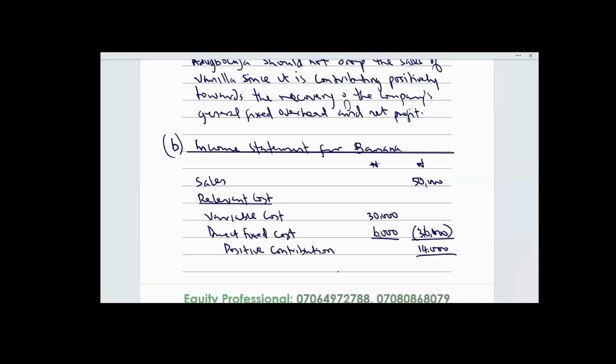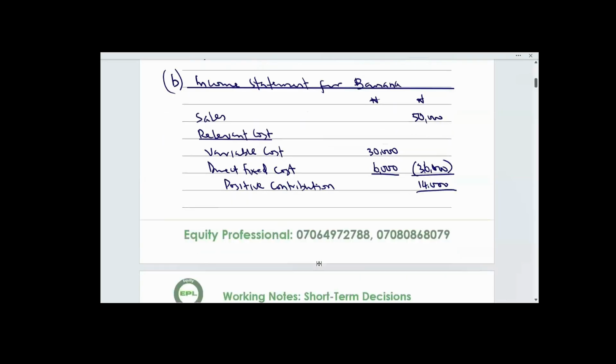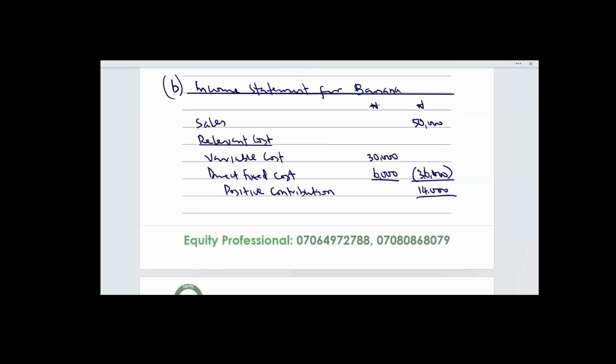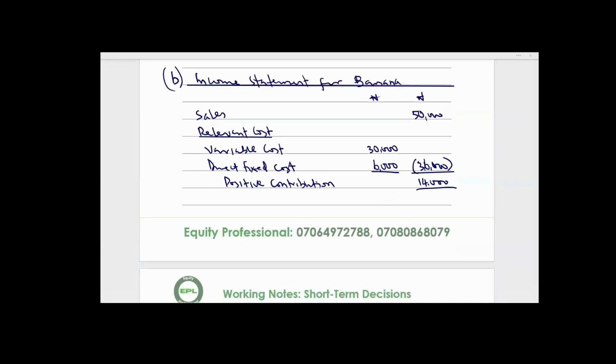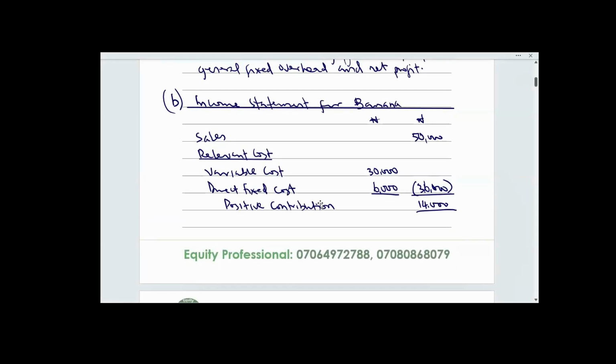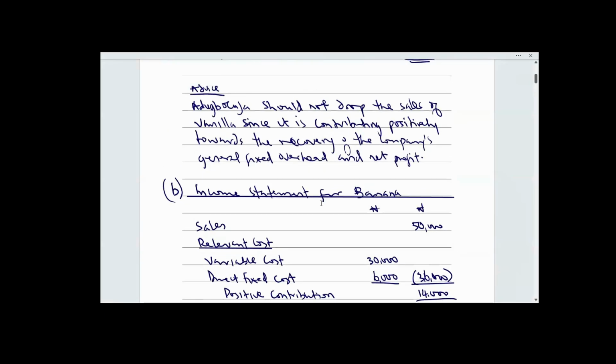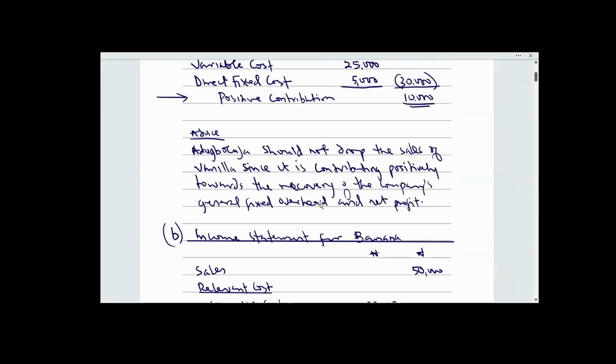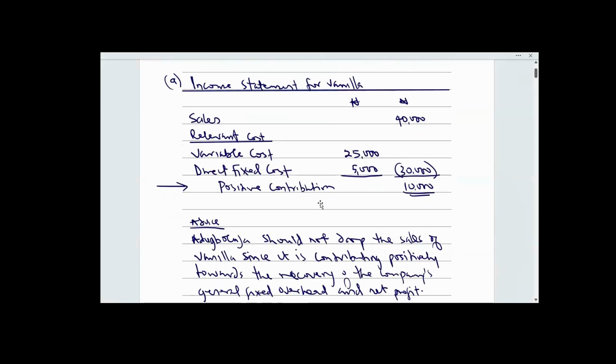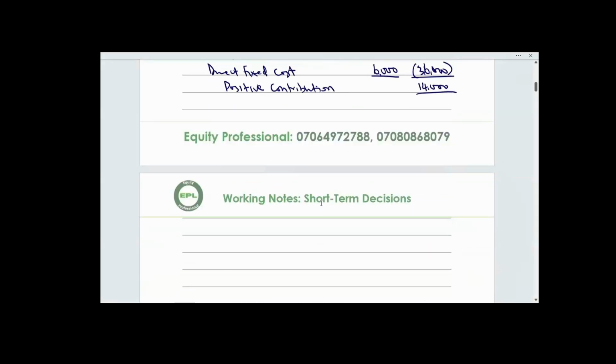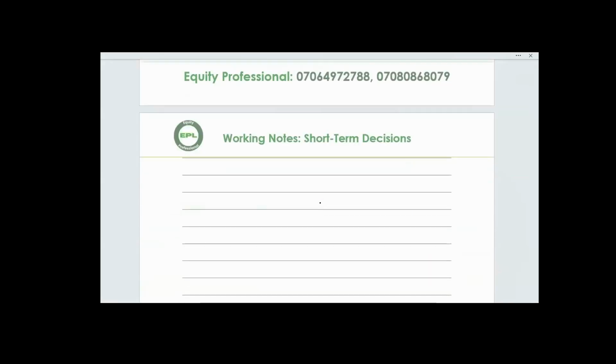Okay. So examiner is now asking you whether Adugboluja should switch resources of producing vanilla to producing banana ice cream. All right. So you can see that our total contribution for banana of 14,000 is higher than the total contribution of 10,000 for vanilla. Therefore, they should switch resources. Then come here, advice.